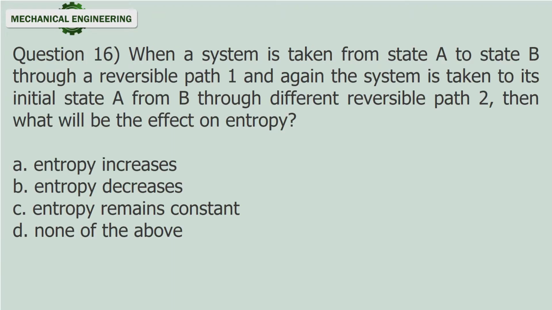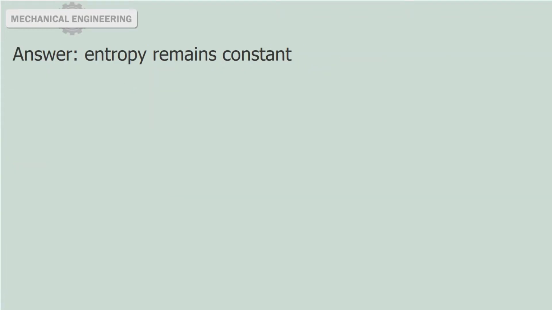Question 16. When a system is taken from state A to state B through a reversible path 1 and again the system is taken to its initial state A from B through a different reversible path 2, then what will be the effect on entropy? A. Entropy increases. B. Entropy decreases. C. Entropy remains constant. D. None of the above. Answer: entropy remains constant.